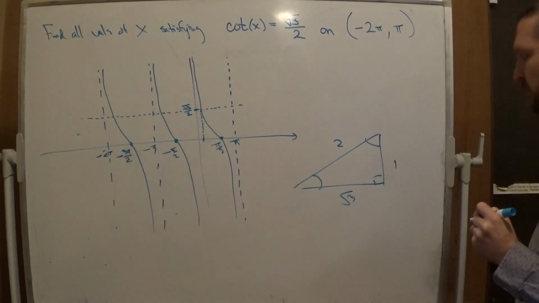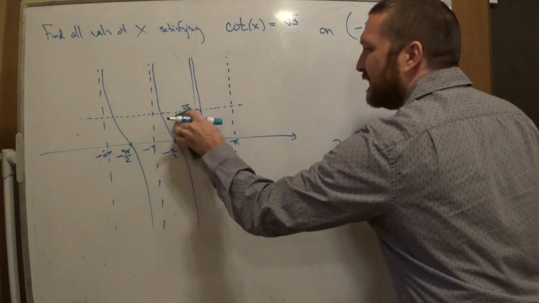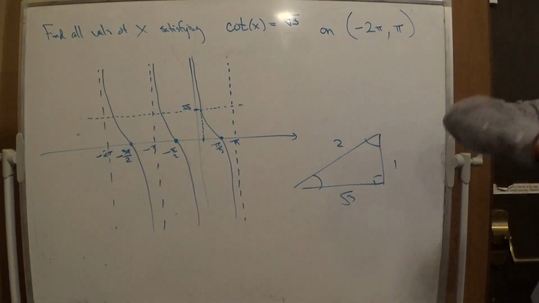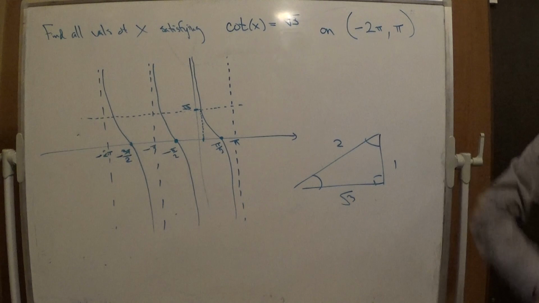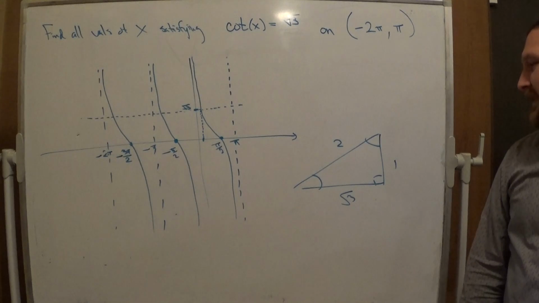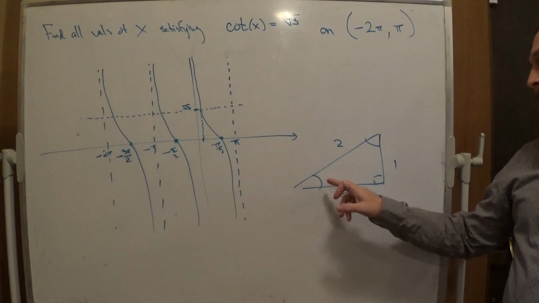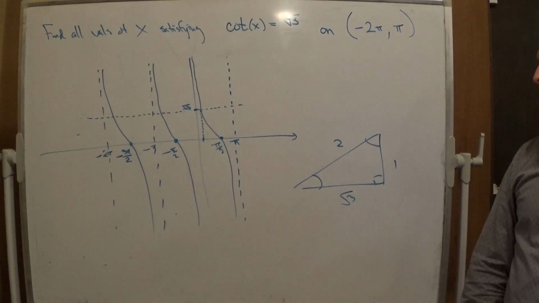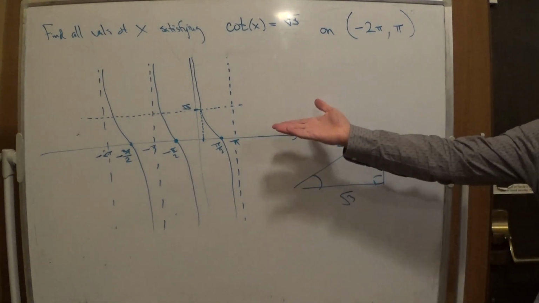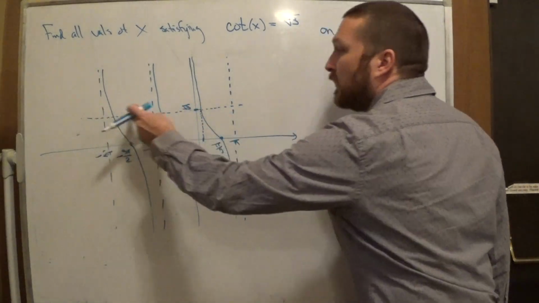Oops. Okay, let's try that again. So, find values of x satisfying cotangent equals root 3. Yeah, that wouldn't have worked. It would have to have been either a cosine or a cosecant or something like that, right? So, okay, sorry. So, here we are. That's root 3. This is the great thing about this: as long as it's positive, you can see where all of your values are going to be.